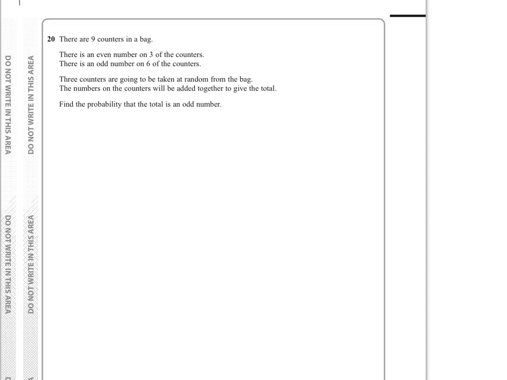Question 20. It says there are 9 counters in a bag, so let's just draw these. And it says 3 of the counters are even numbers. And the other 6 counters are odd. 3 counters are going to be taken at random from the bag. The numbers on the counters will be added together to give the total. Find the probability that the total is an odd number.